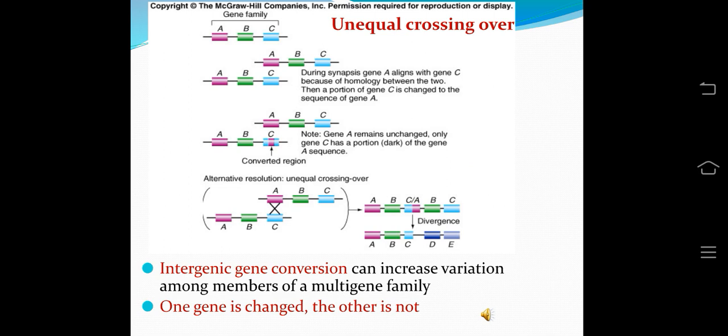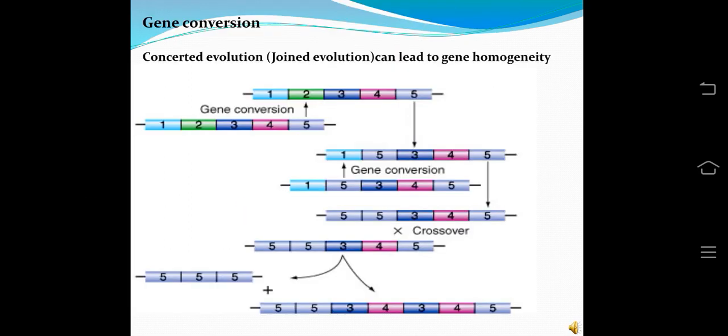Then divergence. Intergenic gene conversion can increase variation among members of a multigene family. One gene is changed, the other is not. Then gene conversion and concerted evolution can lead to gene homogeneity. Gene conversion takes place and crossover is happening.